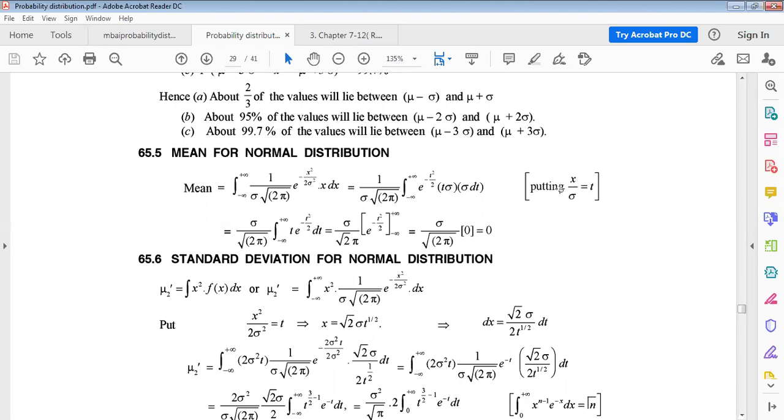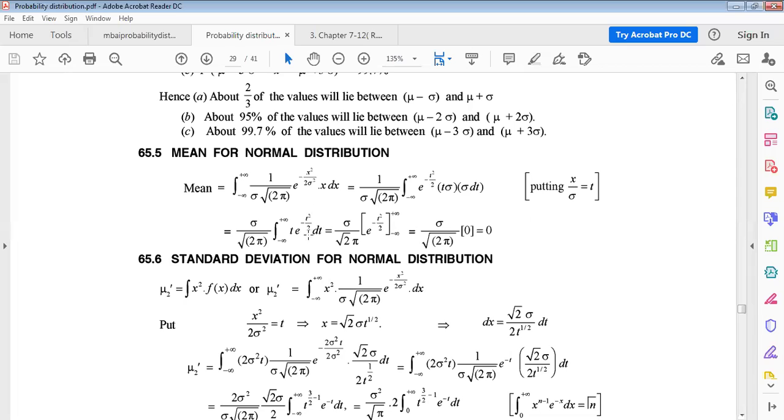Then what will dx be? Taking differentiation on both sides, dx equals sigma dt. Then there are two sigma, one sigma will be cancelled, so another sigma will be here. Sigma divided by root over twice pi, integration from minus infinity to plus infinity, t into e to the power minus t square by 2 dt. Actually, we have to integrate this.